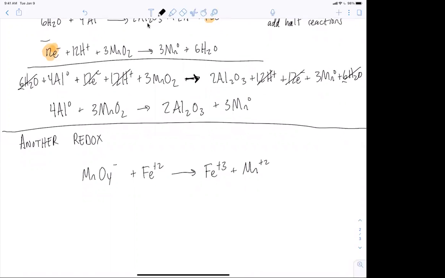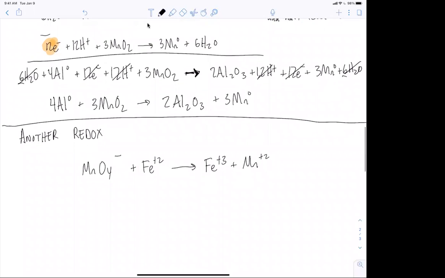So this one's a little bit more complicated than the last one, but our first step is to just figure out what's being reduced and oxidized. It's very obvious that the iron is being oxidized. It's just going from +2 to +3. There's nothing really to calculate there. So our oxidation is just this. So we're breaking it up into the half reactions.